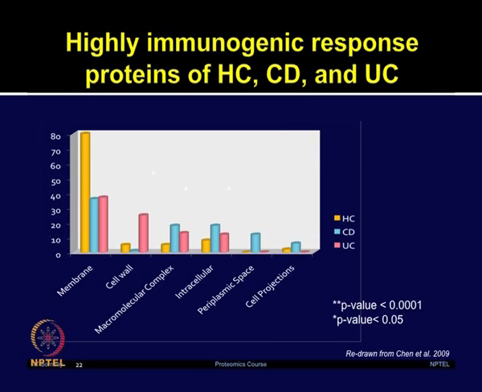Now, after studying these differentially expressed proteins, the authors used these proteins to understand their functional role and how they are distributed in the cellular components. So, HC, CD and UC were then further used to define the cellular component and their functional role, which is shown in this slide based on the membrane, the cell wall, the macromolecular complex, intracellular and periplasmic space and the cell projections. They tried to categorize the proteins in all the three groups and looked at their differential response.